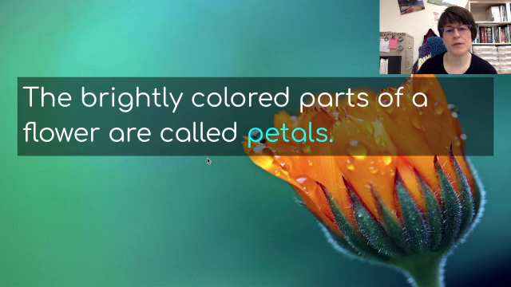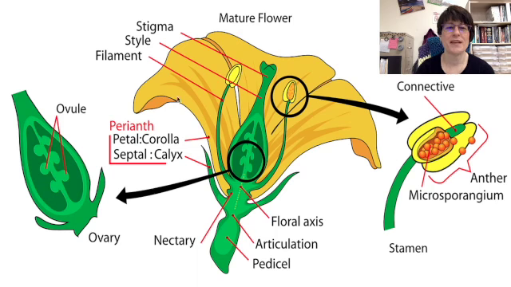The brightly colored parts of a flower are called petals, so you're probably really familiar with that. So here are the petals on our diagram.